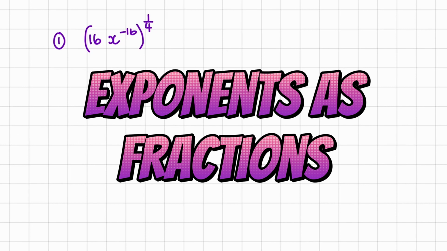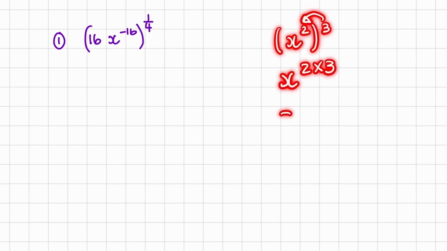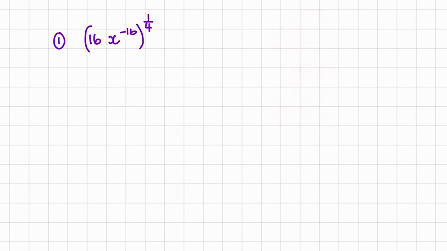We have, in brackets, 16 times x to the power of negative 16, raised to a quarter. Now, normally if we had brackets, we know that we can remove the brackets by multiplying the exponents. So this would be x to the power of 2 times 3, and that becomes x to the power of 6. So we are going to take this exponent of a quarter and multiply it with the exponents on the inside of the bracket. But I also notice that I can rewrite 16.